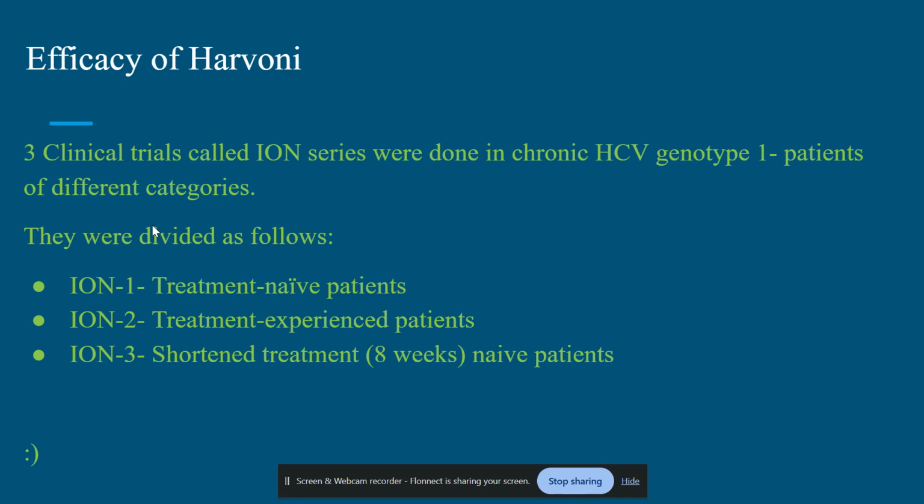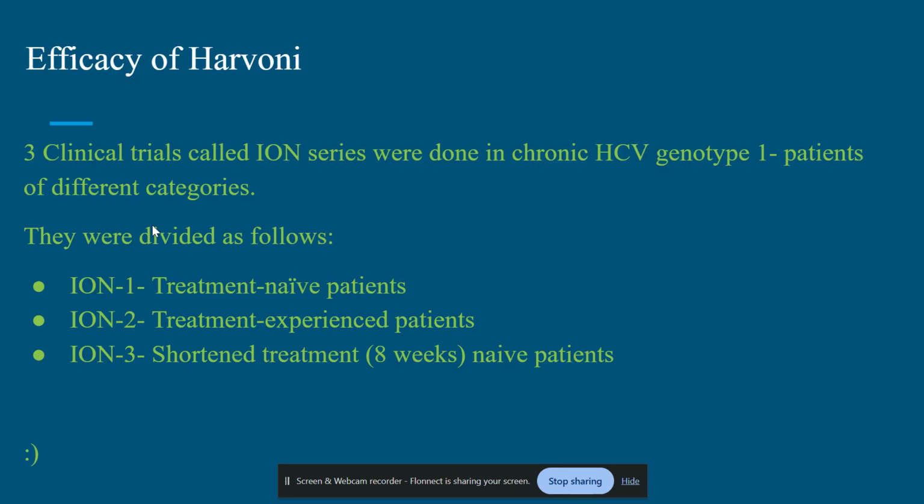Now, we will move on to the efficacy of Harvoni. There were three clinical trials done to evaluate its effectiveness. This series of major clinical trials is called the ION trials, and they had three study phases. First is ION-1, treatment of naive patients, that means those who had never been treated before, and ION-2, treatment of experienced patients, that means those who had failed previous treatments, and now we will treat them with Harvoni.